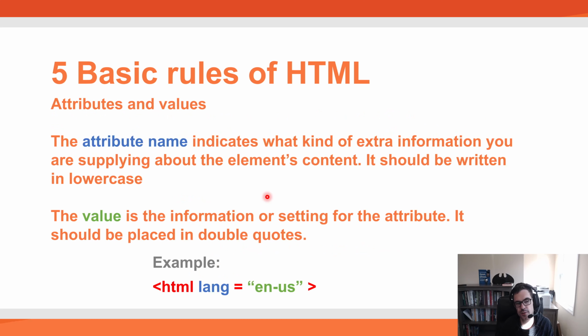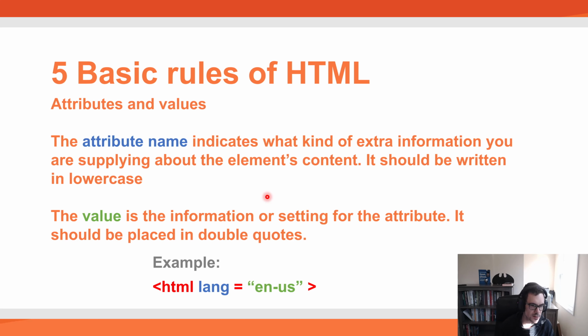Next, we have attributes and values. And so this is where code gets a little bit more complicated. The attribute name indicates what kind of extra information you are supplying about the element's content, and it should be written in lowercase. Now, all of this code should be written in lowercase unless specified here. And there are several things to write in uppercase, but it's rare. Most of the HTML language is written in lowercase, and that's because a lot of the web is written in lowercase. Even URLs are usually written in lowercase, at least when you buy a domain name or something like that.